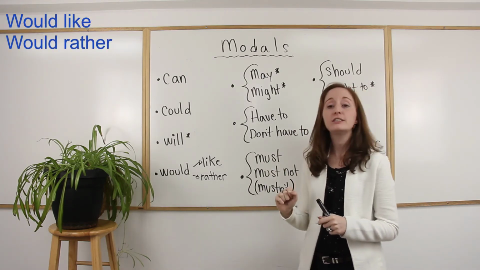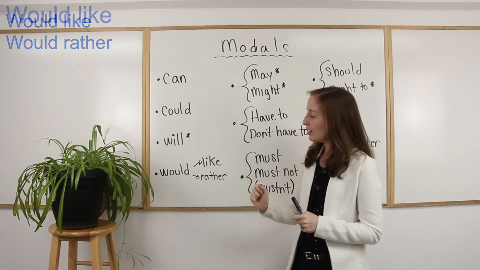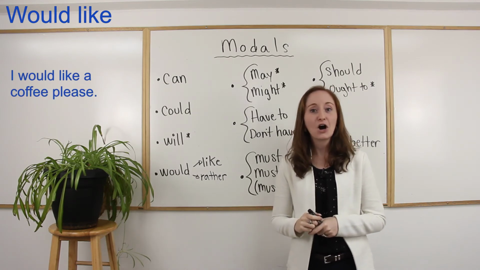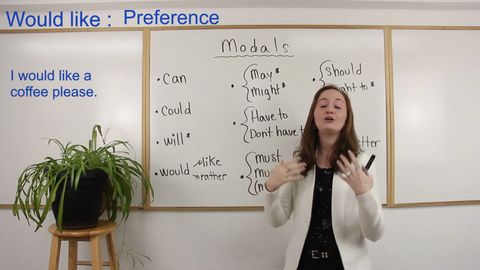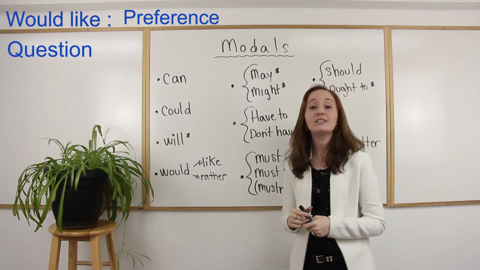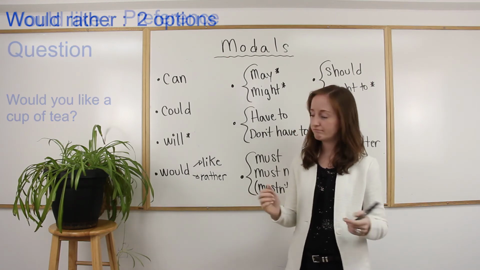The final part for today, would like, or would rather. When you use would like, example, I would like a coffee, please, you give your preference in a situation. You can also use it in a question. Would you like a cup of tea?